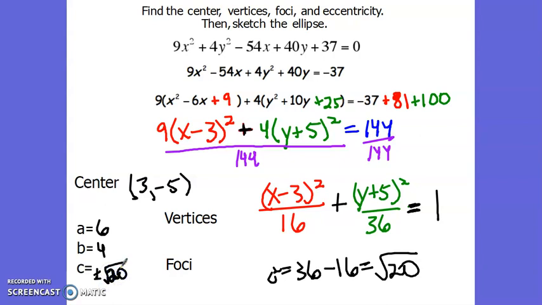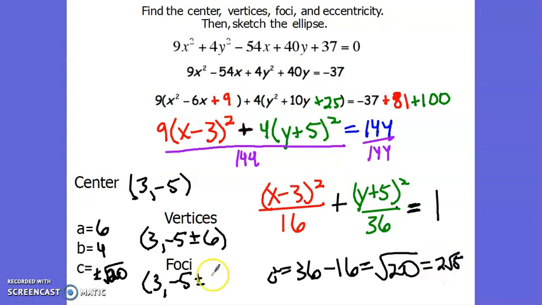To get our vertices, now we have our center. Again, we're going to travel in the y direction, so vertically. So we've got 3, -5, but I'm going to add and subtract, so plus or minus 6. So we would have been 1 and -11. For the focus, again, same idea. We're going to be 3, -5, plus or minus that root 20. Or if you wanted to break that down, 4 times 5 is 20, so you could simplify a little bit, make that a 2√5.